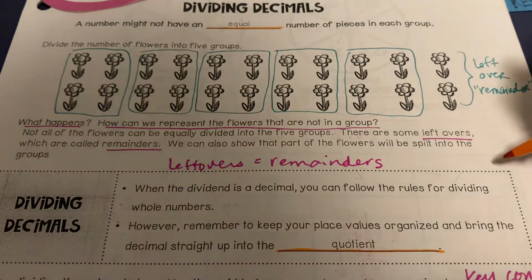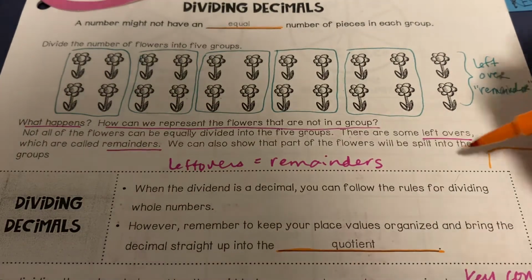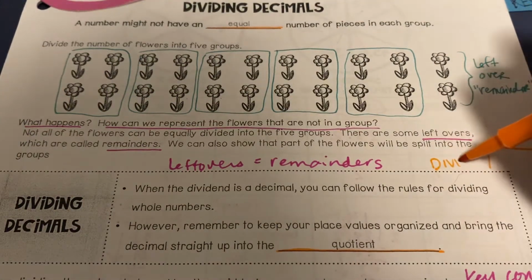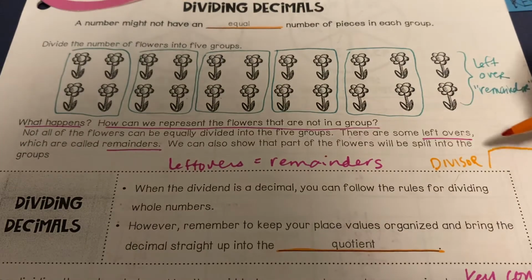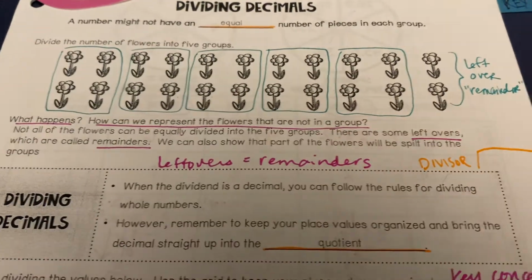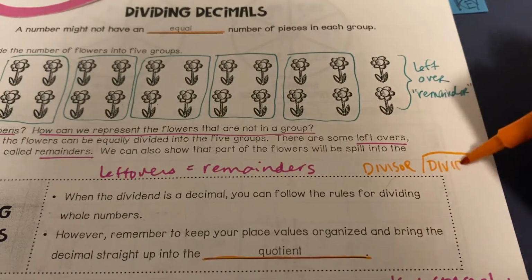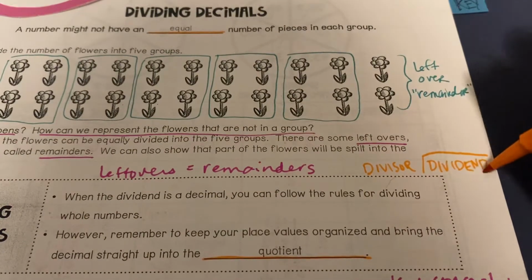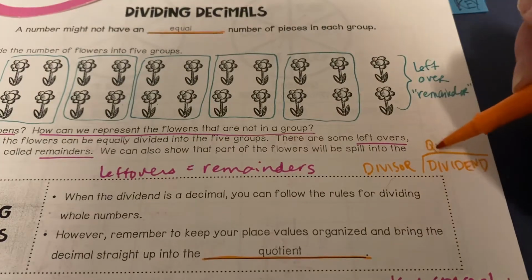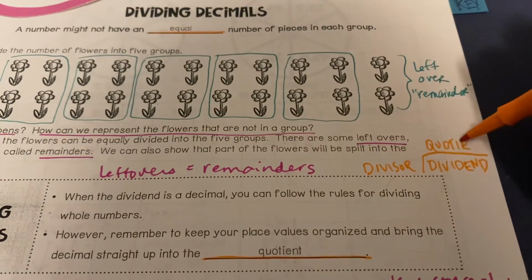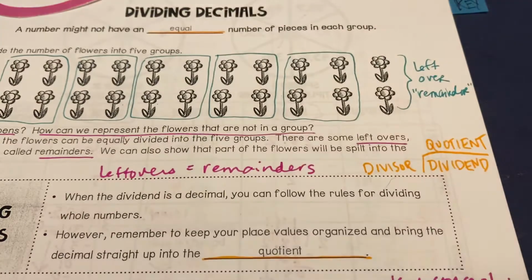When you have a divisor, the divisor is on the outside. Remember, your visor is needed for outside in the sun. Your dividend is inside the bracket, and then the quotient sits on top. The quotient is the answer to a division problem.